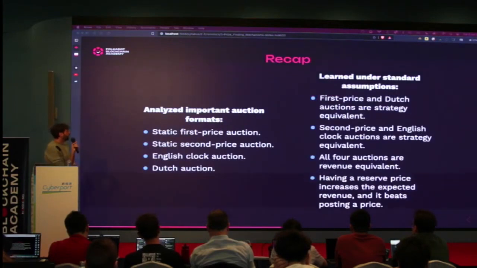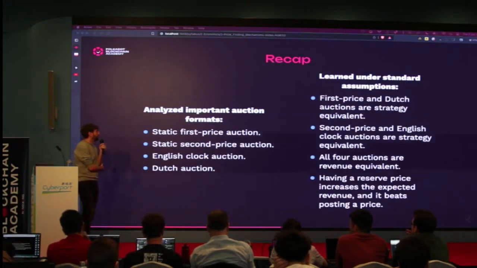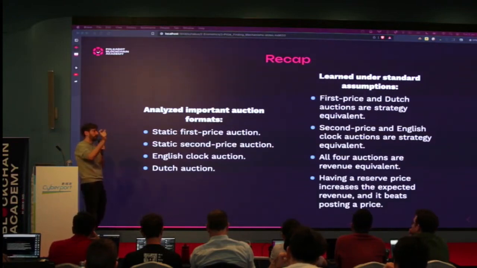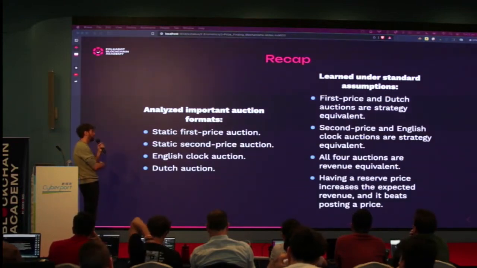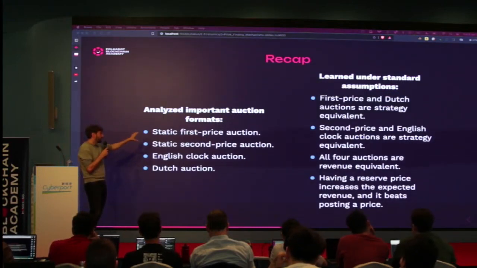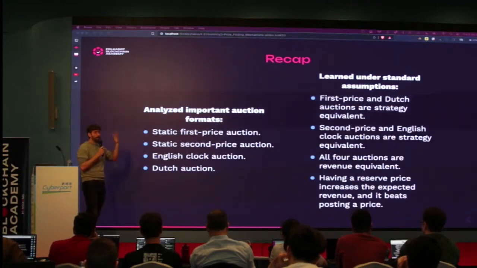So let's recap a bit. We analyzed important auction formats, the static first price auction and the static second price auction. Here we varied the pricing rule, like what is actually the bid, what are you paying? And then the English clock auction and the Dutch clock auction are basically building on top of this pricing rule and adding some dynamic to it.